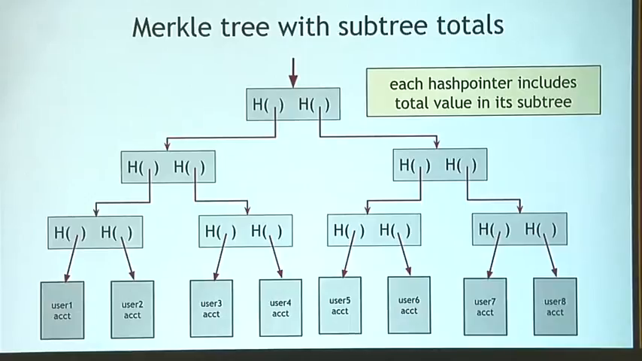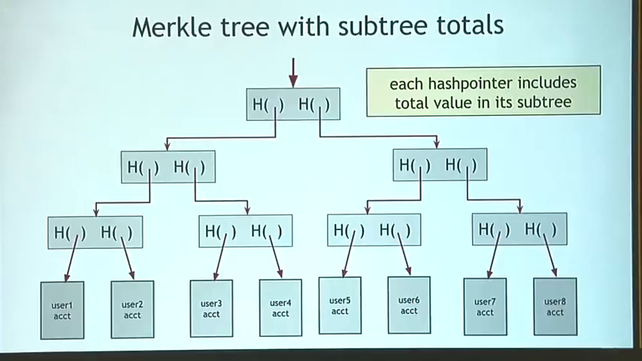Right? Now down here at the bottom, we're going to have one item for each user's or customer's account. And we're going to combine these up the tree so that each node, the hash pointer coming out of it, will be labeled with the sum of the values on the two hash pointers down below. So that will be a valid total for the subtree.